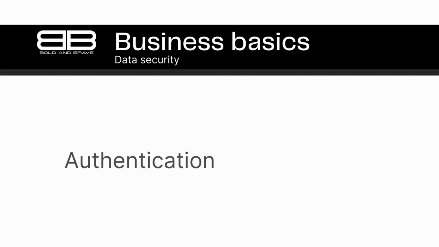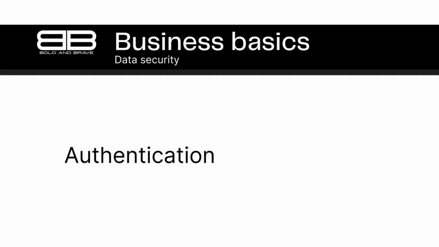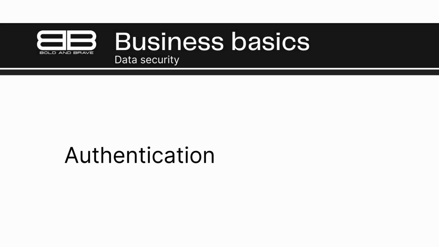Number 4, authentication. Data security requires that users be authenticated before they are allowed to access data. This involves verifying the identity of the user and ensuring that they have the necessary permissions to access the data.